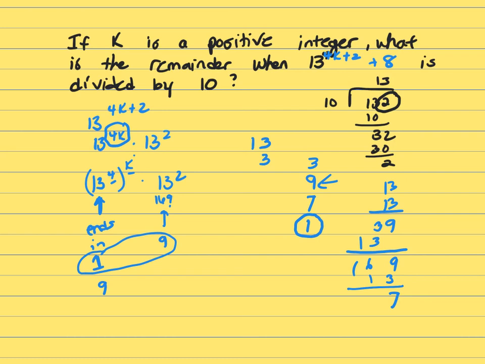Now let's bring this 8 back into it. This is plus 8, and that gives you 17. So that's going to end in a 7. And when you divide that by 10, whatever number this happens to be, divide it by 10, the remainder will equal 7.